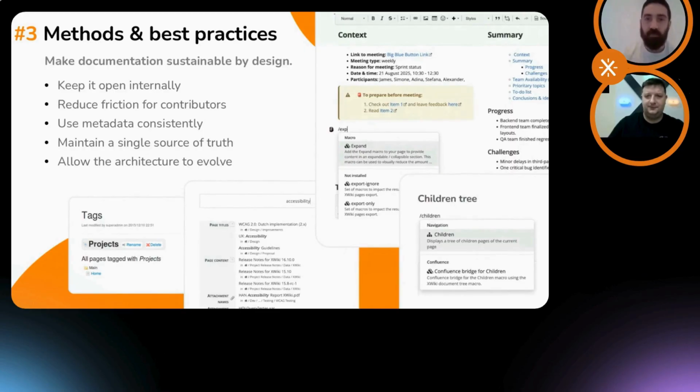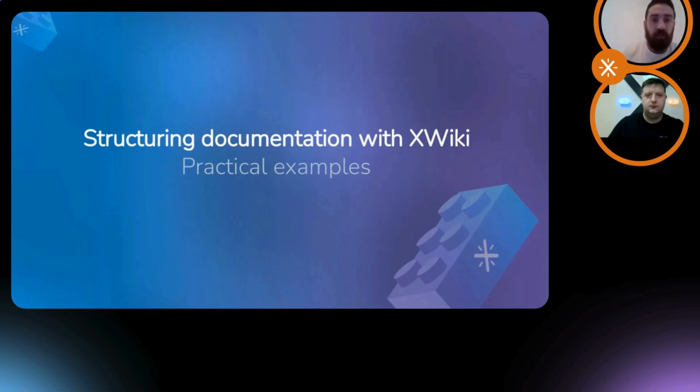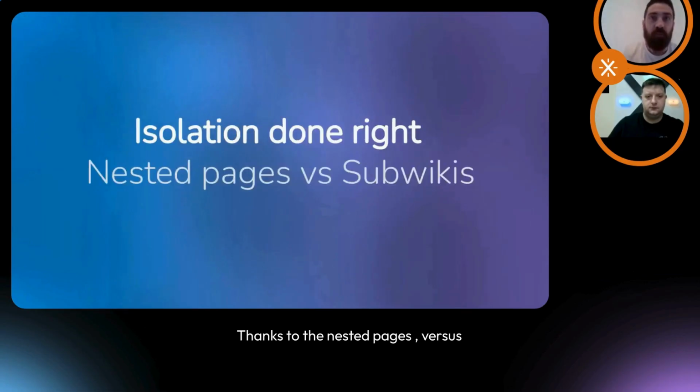Thanks, Nico. Now that we've covered the prerequisites and methods, let's see together a few examples of tools that can be put in place to help you reach those goals. First example is this structuring documentation example with XWiki, thanks to the nested pages versus subwikis possibilities that are offered.